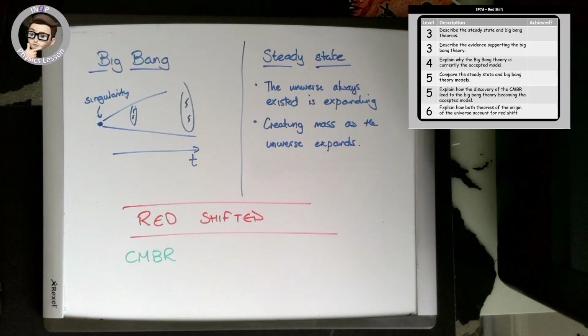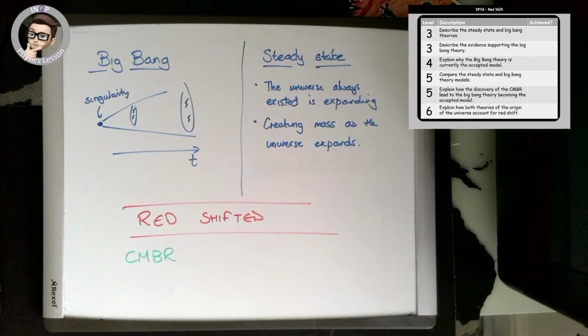Okay, so let's just go through what we've covered today. We've described the idea of the steady state and the Big Bang theories, remembering the Big Bang is this idea of an explosion and the universe expanding over time. And the steady state is the idea that the universe always existed but is still expanding. And as it expands in the steady state, mass is being created. But in the Big Bang theory, the mass was always there. We cannot create mass. Well, that's a slight exaggeration, because there is this little equation called E equals mc squared. But we'll not go into that until you get to A level.